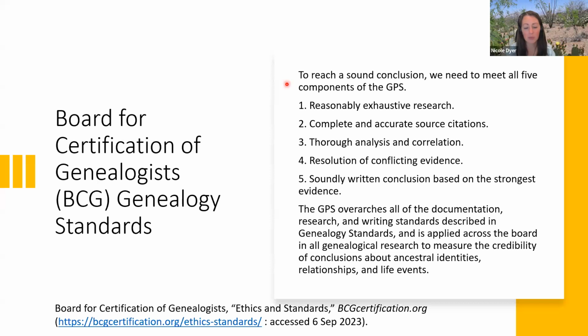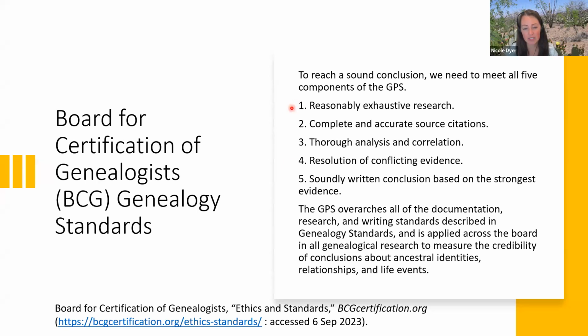how in order to prove a conclusion or reach a sound conclusion, we need to meet all 5 components of the GPS. So whether your conclusion is about the identity of an ancestor or their relationship to a parent, these things need to be done to feel like you have proven that conclusion. The first is reasonably exhaustive research. And this is where you check all the sources that a regular genealogist who's proficient in that time and place would check. And so you don't just get one death certificate that answers most of the questions and call it good. You would check all of the different records that might be available.